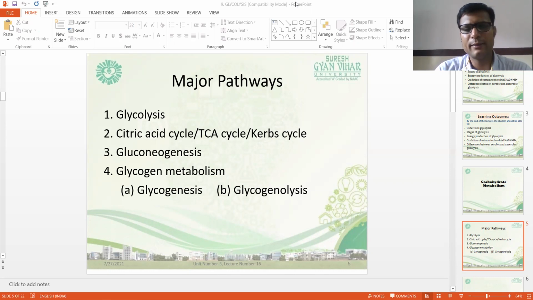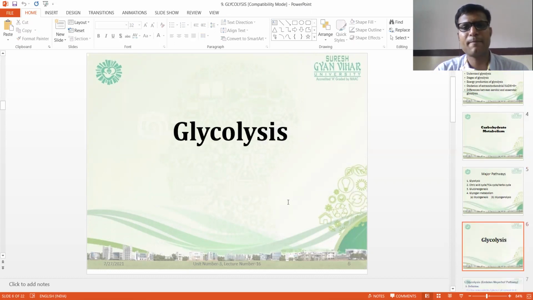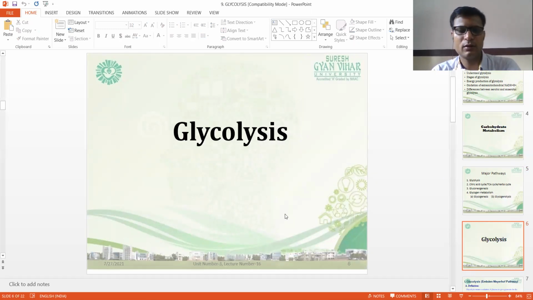In carbohydrate metabolism, we'll also study gluconeogenesis, how new glucose is produced inside the human body. Then glycogen metabolism, how glycogen gets metabolized, through glycogenesis and glycogenolysis. Glycogenesis is nothing but the formation of glycogen. Glycogenolysis is the breakdown of glycogen into constituent metabolites. Now we'll focus on glycolysis.